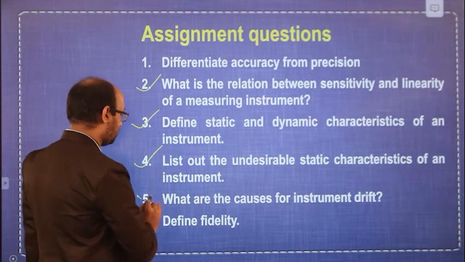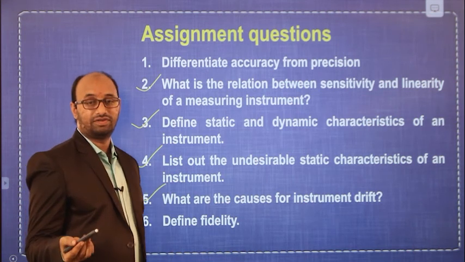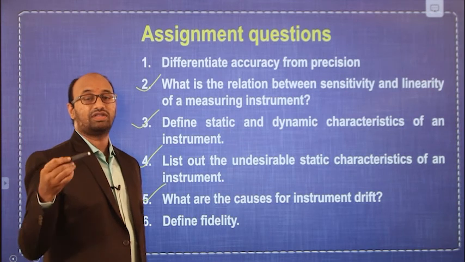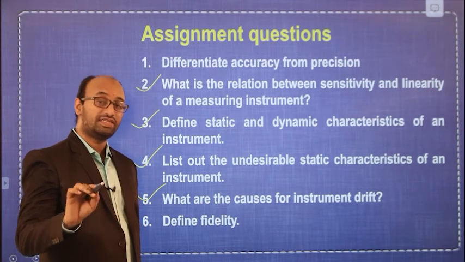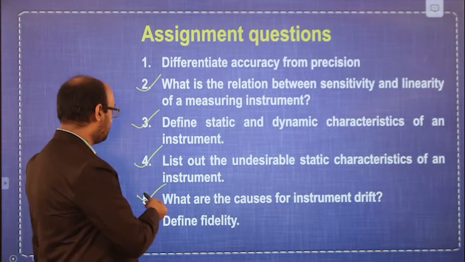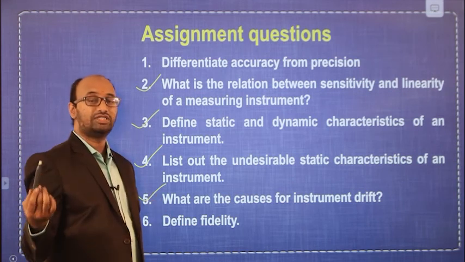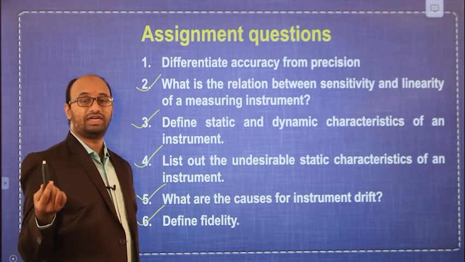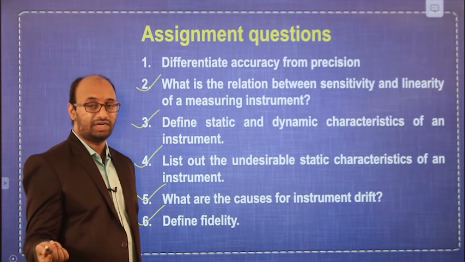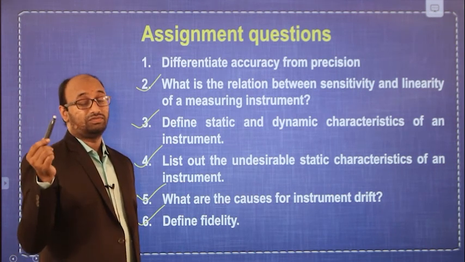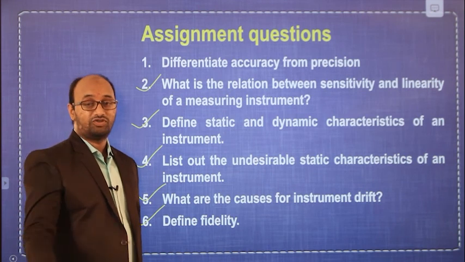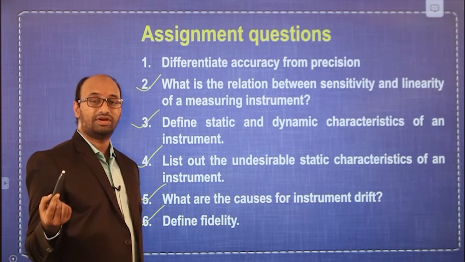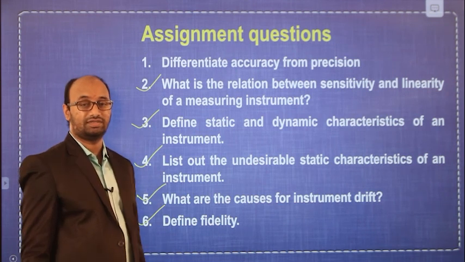Next one is causes for drift. What is a drift? Is it a desirable characteristic or undesirable? What are the causes for this drift and how can this drift be minimized? This is the possible question with respect to instrument drift. Next, you may be asked to define fidelity. What is the importance of fidelity? What should be the fidelity of an instrument? These are some of the possible questions that may be asked with respect to the instrument characteristics.